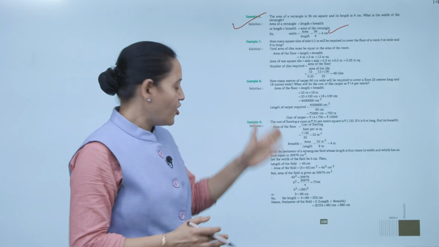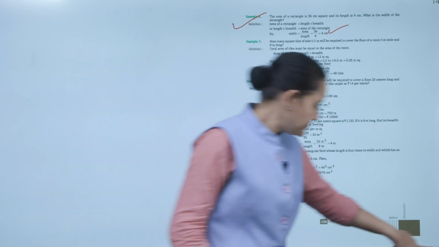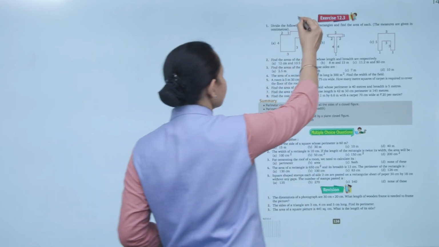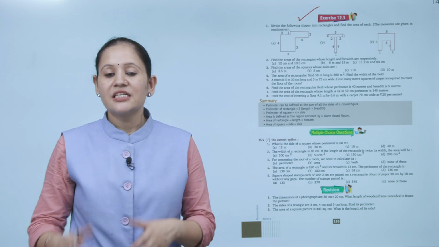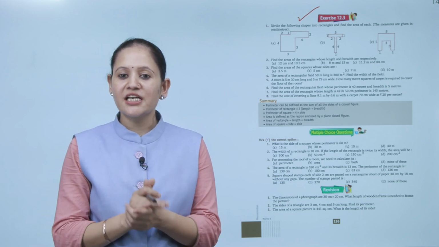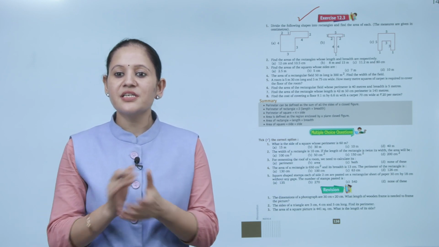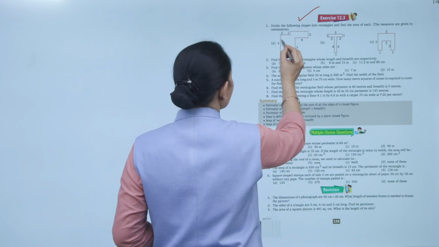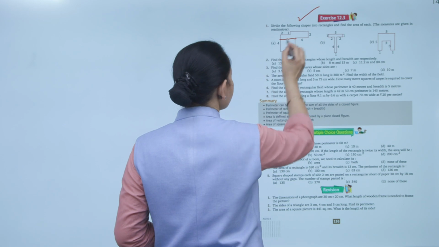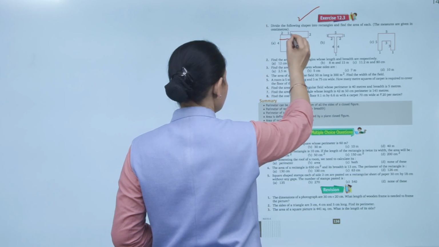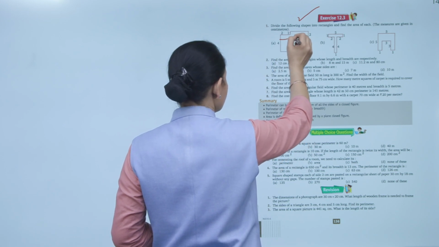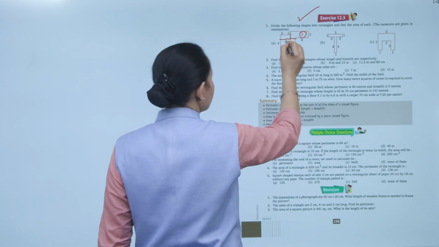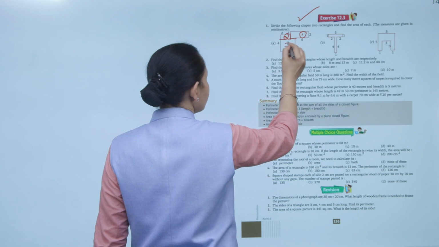So practice all the examples here. Exercise 12.3. Divide the following shape into rectangles and find the area of each. Measurements are given in centimeter. So first, this is 1, 2 and 3.